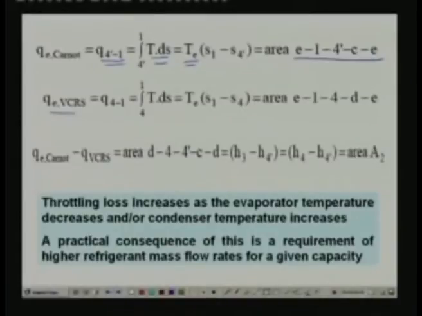And the refrigeration effect of the vapor compression refrigerant cycle is nothing but heat transfer during process 4 to 1. That is nothing but integral TdS from 4 to 1, that is equal to T into (S1 minus S4), that is equal to area E14dE.